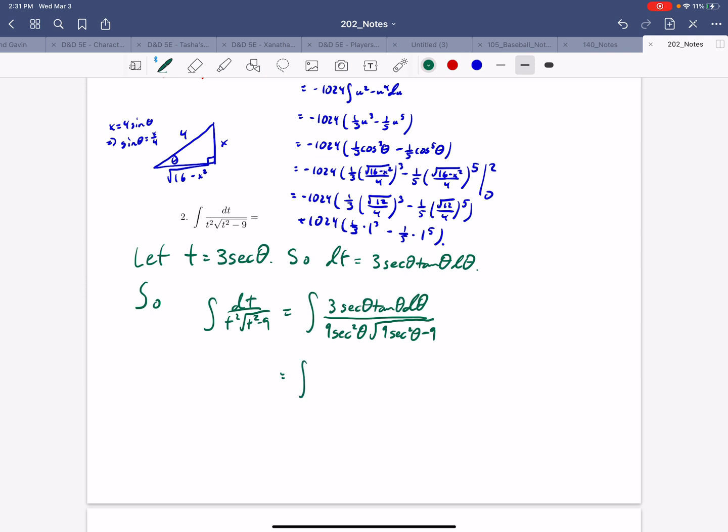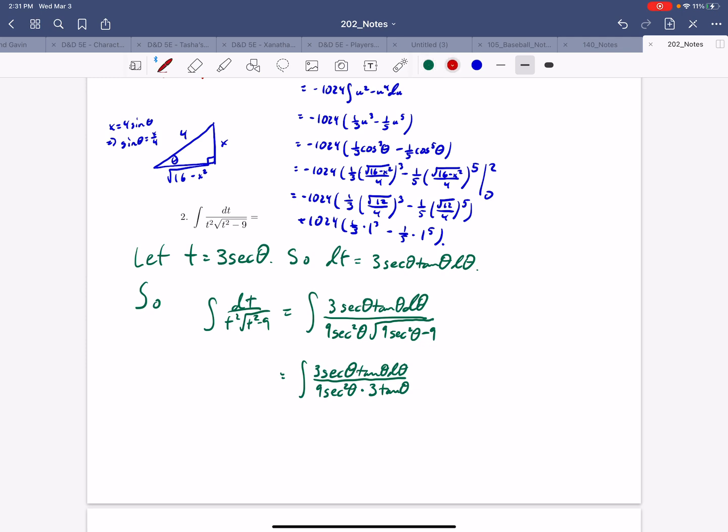When we simplify everything out, we notice that this term inside the square root is actually just 9 tan squared theta, right? So when we take the square root of that, we're just going to be left with 3 tangent of theta. So we're going to get 3 secant of theta tangent of theta d theta over 9 secant squared theta times, again, 3 tangent of theta, the square root of 9 tan squared.